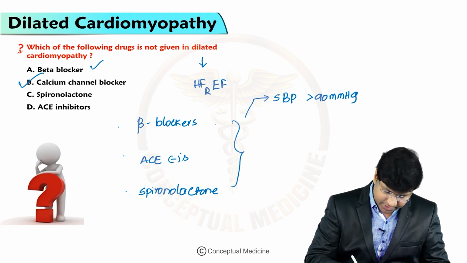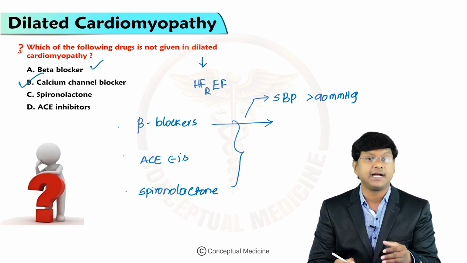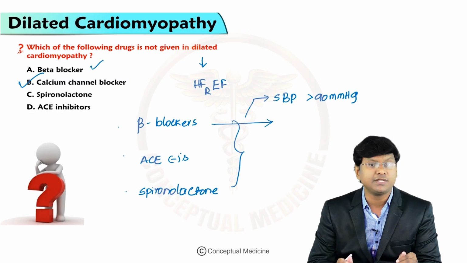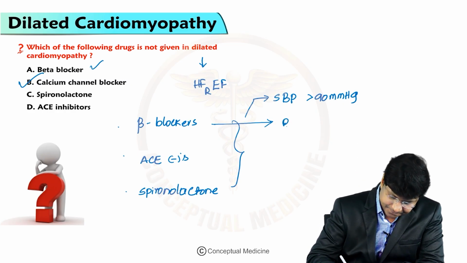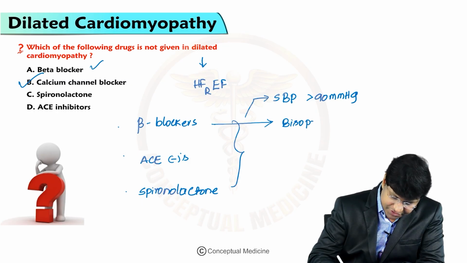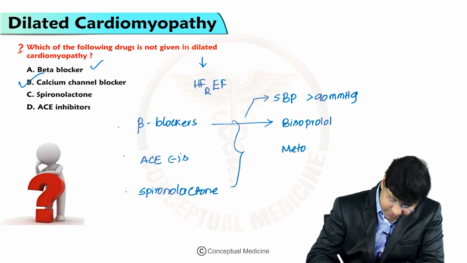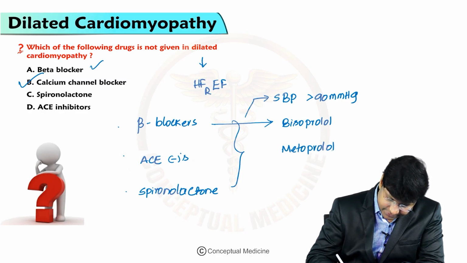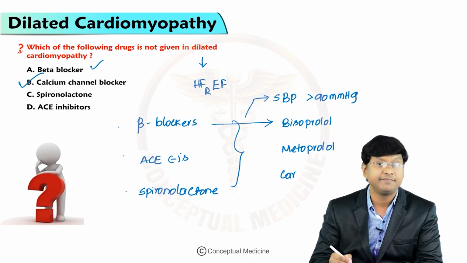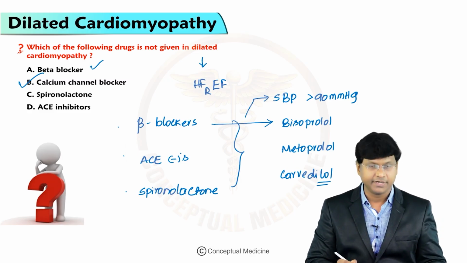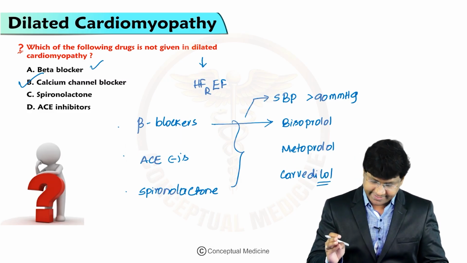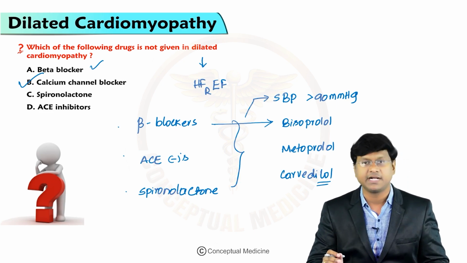And among the beta blockers, you need to add the cardioselective beta blockers. And what are those first line beta blockers? That includes bisoprolol, then metoprolol, then we have carvedilol. So these are the beta blockers: bisoprolol, metoprolol, and carvedilol.